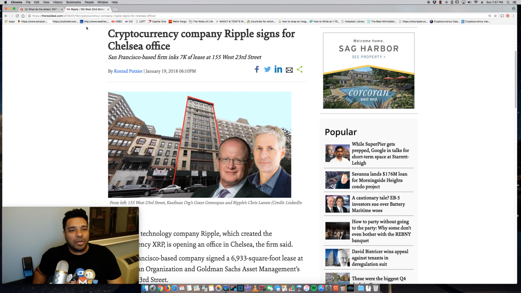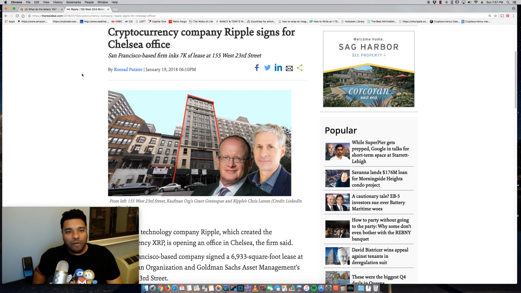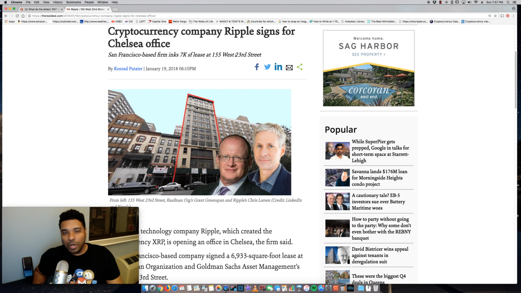Now, the other news I wanted to share about Ripple: Ripple just signed a major lease in New York City. As I reported in the past, they are based in San Francisco, and now they're opening a huge office in New York City, actually in Chelsea. And it's not far from where I work. I work on West 36th Street, and the office is going to be on West 23rd Street. So 155 West 23rd.